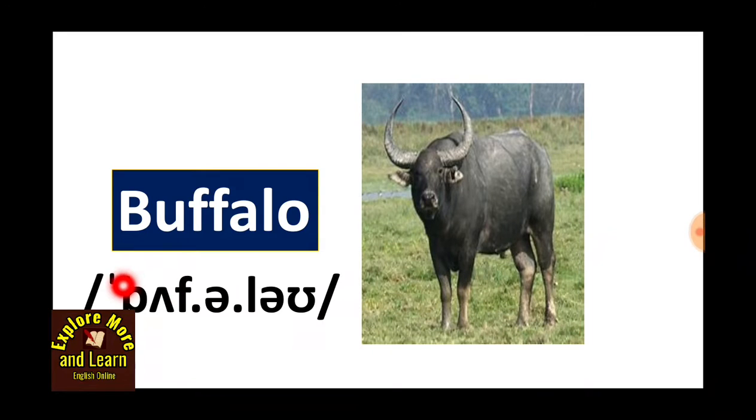Stress is given on the first syllable, and A is not pronounced as A, it's A, and O is not pronounced as O, it's O. So how do you pronounce it? Buffalo. Please repeat after me. Buffalo. It's not buffalo. Got it? Now the next animal.